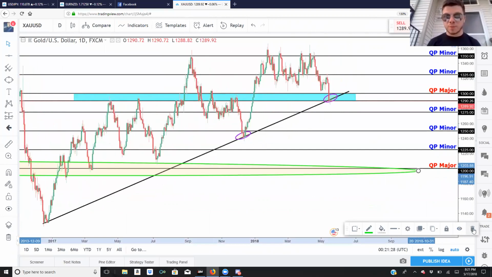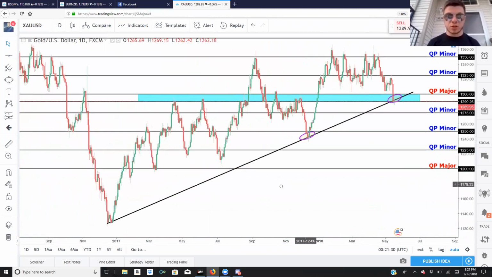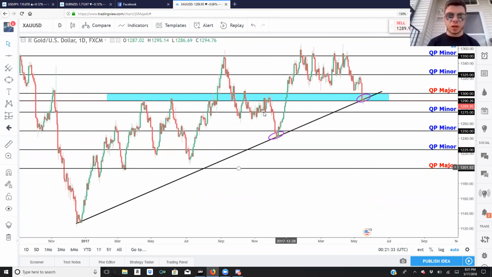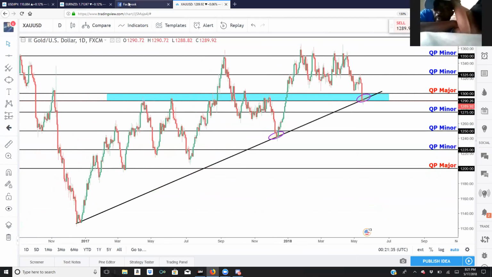I know I keep going back to it, but Patrick's just absolutely slaying it with crypto and gold. It's been crazy seeing your markups as well.